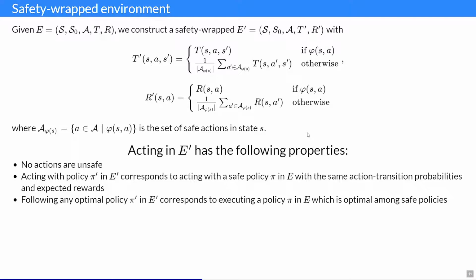These properties allow us to learn in the safety wrapped environment without the agent and the reinforcement learning algorithm needing to know about the fact that we have a monitor that is replacing some of our actions. So all of the safety aspects are put inside of the environment wrapper, and we can use any reinforcement learning algorithm off the shelf.